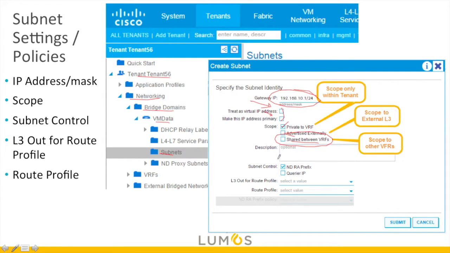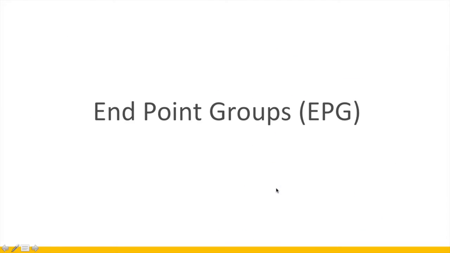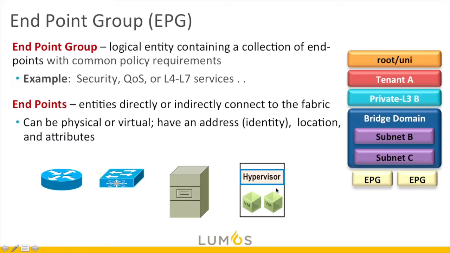I can also do neighbor discovery under subnet control. I can do neighbor discovery for IPv6, and I can do query or IP if I want to do IGMP snooping on that given network. I can pick an L3 out, so that'll associate the subnet if I want to make this subnet available to an outside routing protocol. I can also pick a route profile if I want to be specific about those routing protocols.